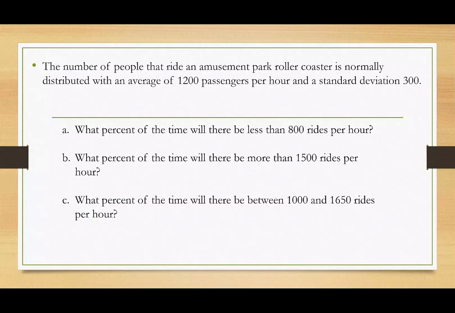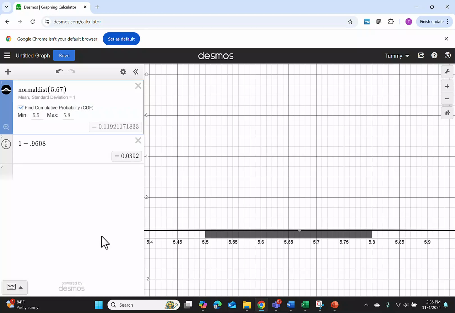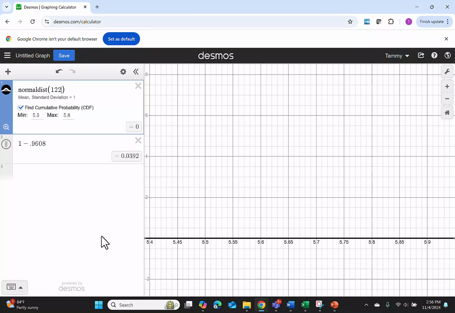Our last application says the number of people that ride an amusement park roller coaster is normally distributed with an average of 1,200 passengers per hour and a standard deviation of 300. We're going to find the percent of the time there will be less than 800 rides per hour, the percent of time there will be more than 1,500 rides per hour, and the percent of time that there will be between 1,000 and 1,650 rides per hour. Let's adjust our mean and standard deviation to be 1,200 and 300.